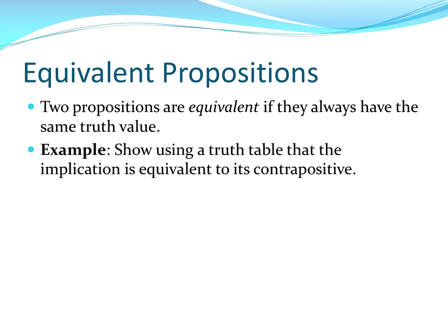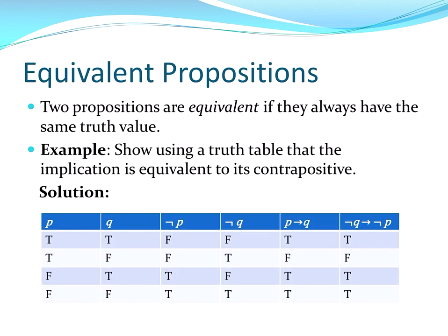We can also use truth tables to show that two compound propositions are equivalent. I had stated earlier that the contrapositive is equivalent to the original implication. Well, let's show that using a truth table. Here we have the original implication. Here we have the contrapositive of it.